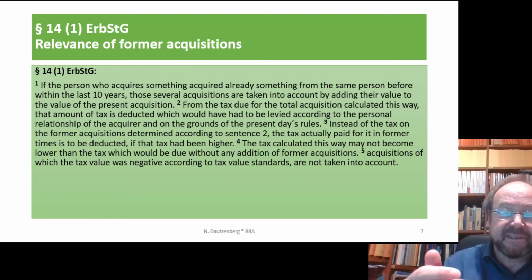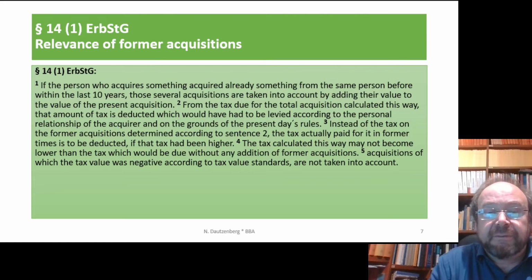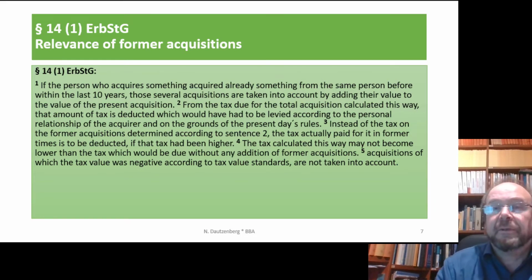Now, there is, however, a kind of restriction. If you credit the higher actual amount of former days, the tax which you then calculate by deducting it from the present transaction may under no circumstances lead to a tax which is lower than if the current last transaction stood alone. So you have here altogether three different limits to observe.